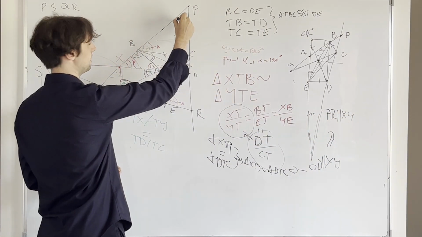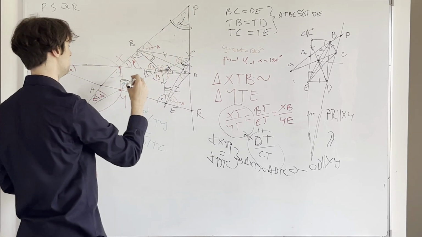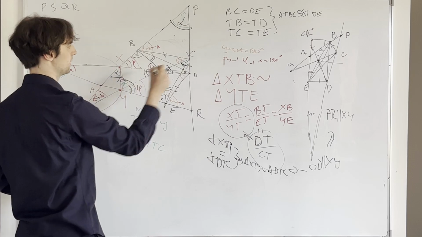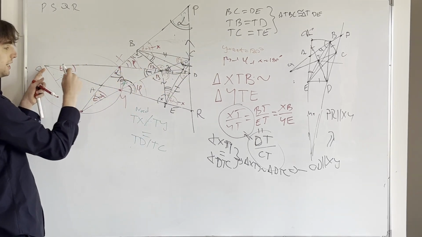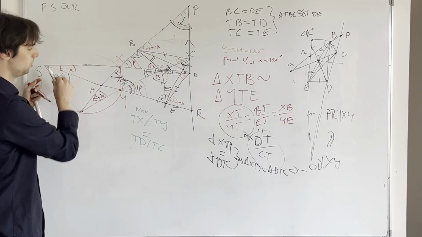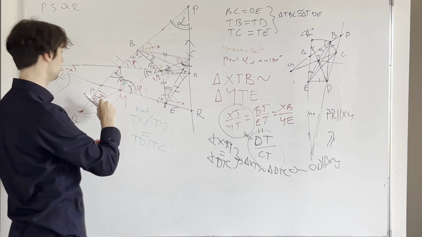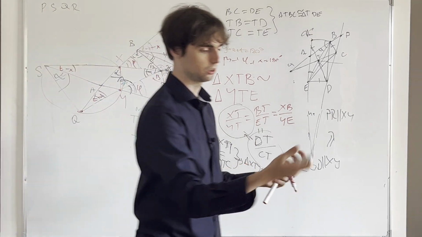And so call this angle here alpha. That means that this angle here is alpha because these two are parallel. And from this concyclic quad, we have this angle here is alpha. And now the angle QSR and QPR are the same. And so these points lie on a circle.